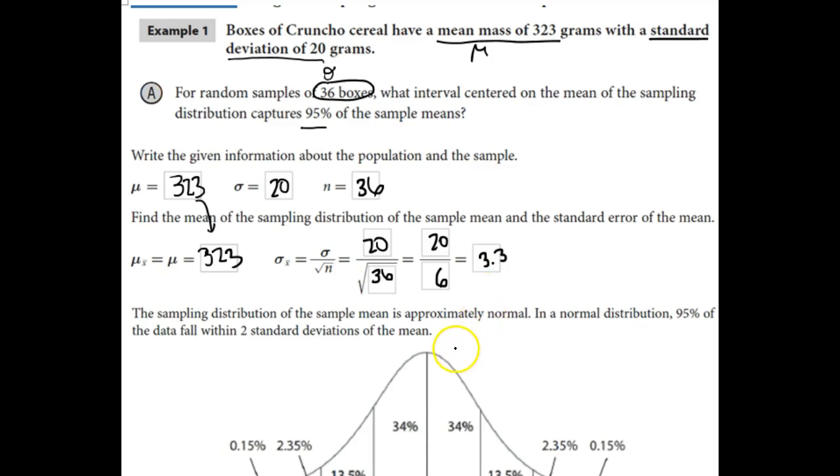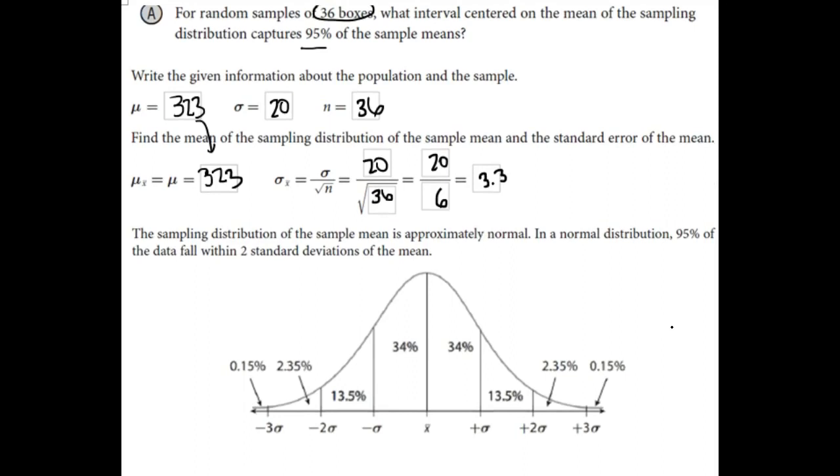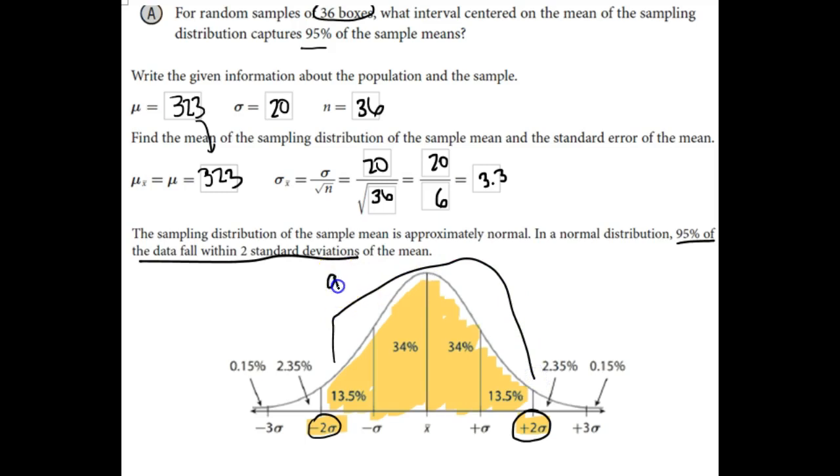The next thing we're going to do: it says the sampling distribution of the sample mean is approximately normal. In a normal distribution, just remember from the last section, I know this was a while ago, that 95% falls within two standard deviations of the mean. So that means 2 standard deviations to the left and 2 to the right would be a total of 95%, just so you know.